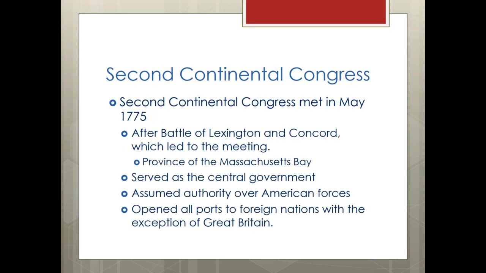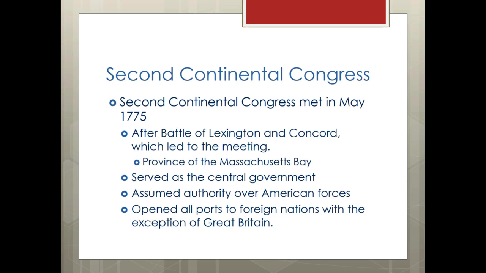But a month after the American Revolution began, a Second Continental Congress convened in May of 1775. They convened after the first battles of the war, which was the American Revolution. Those battles were the Battles of Lexington and Concord, which happened in the province of Massachusetts Bay.